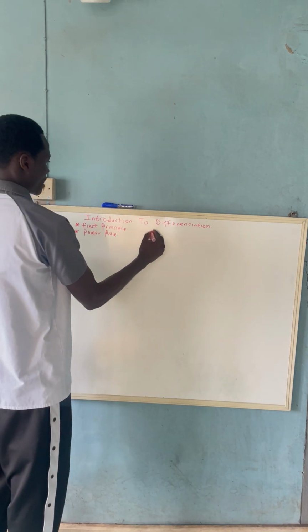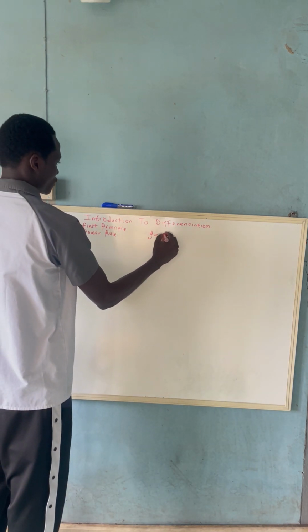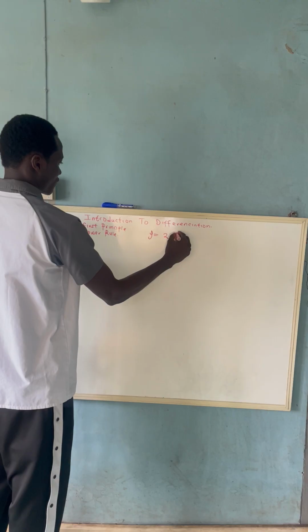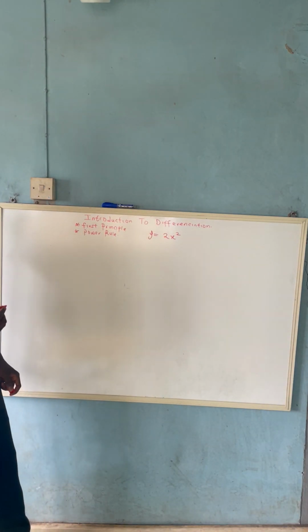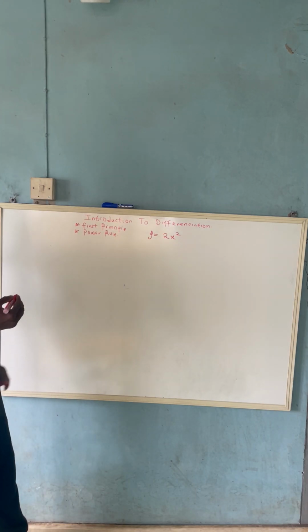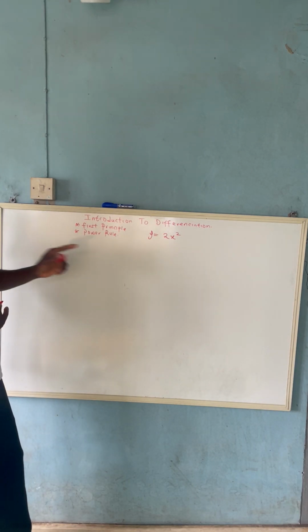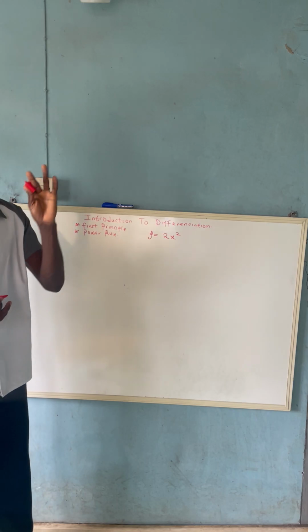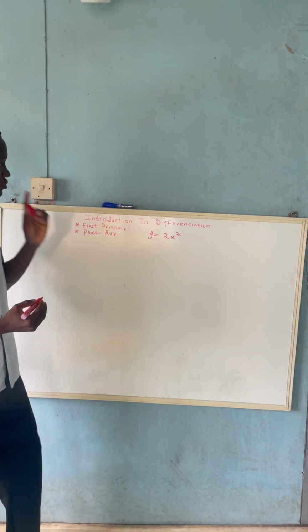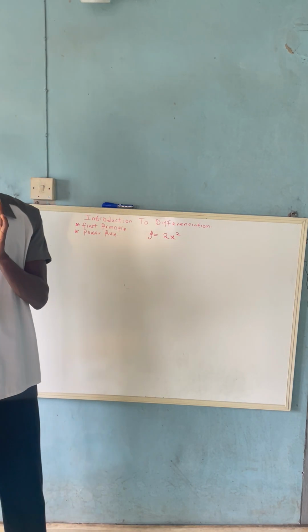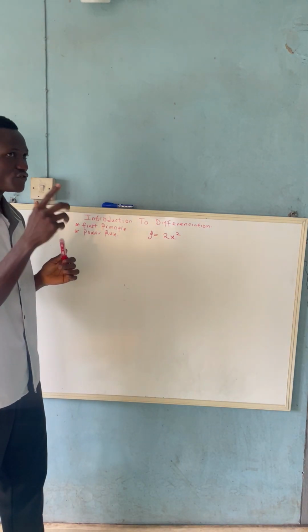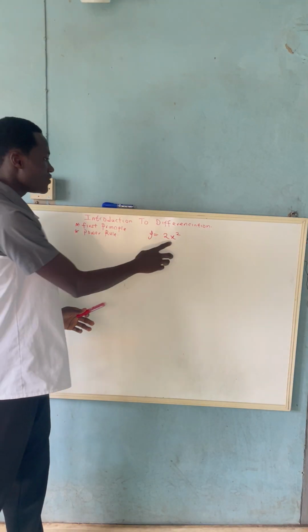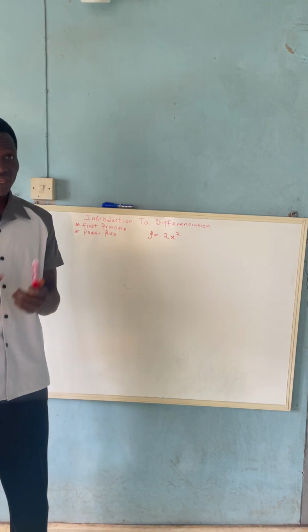Let's say I have y is equal to 2x squared. So what I'm going to do by solving this with the first principle is that I'm going to increase y by a small amount, and I'm also going to increase x by a small amount. Let's say that I'm going to increase y by an amount of change in y. I will increase x by a small amount of change in x.